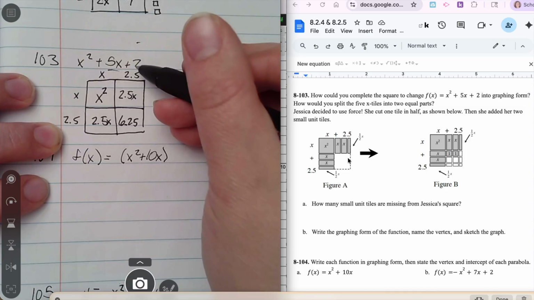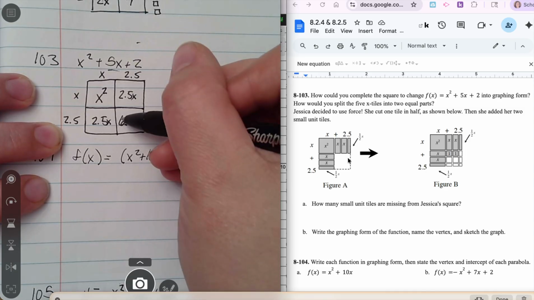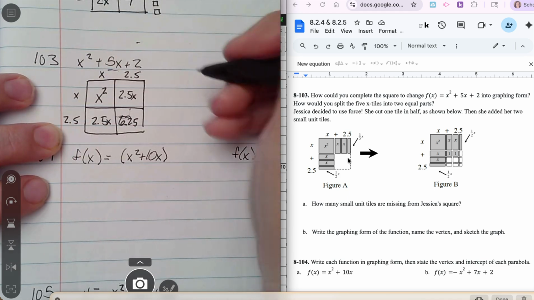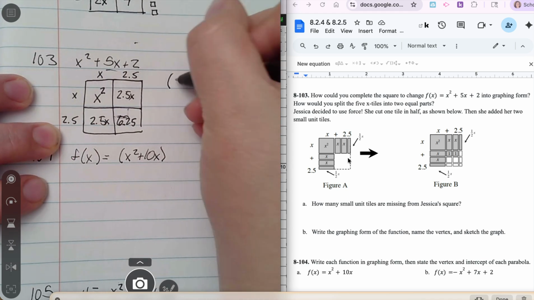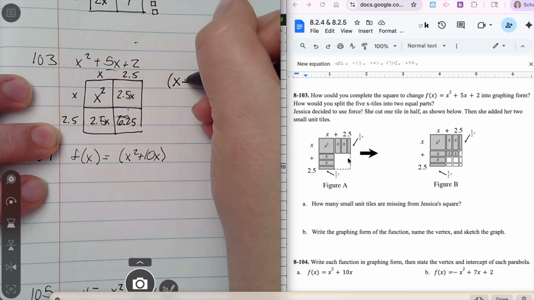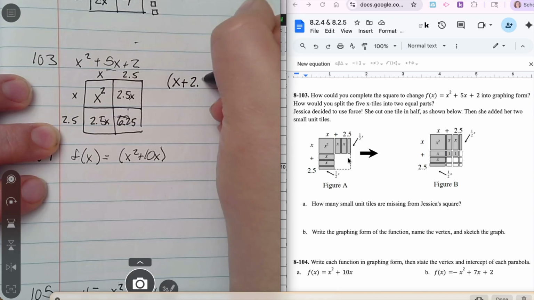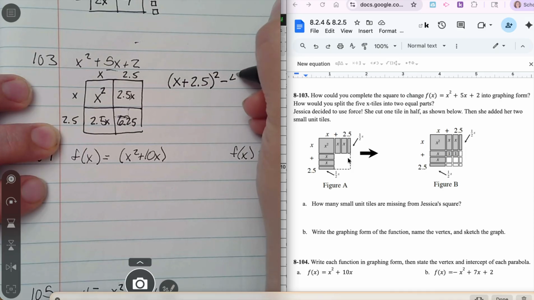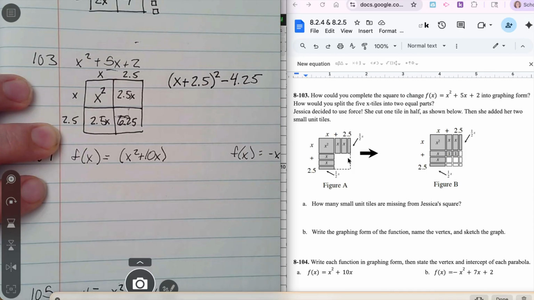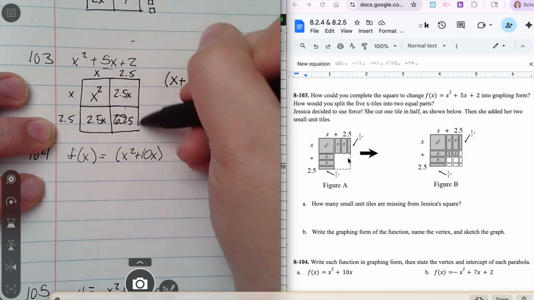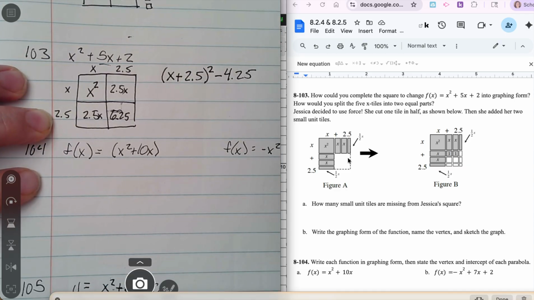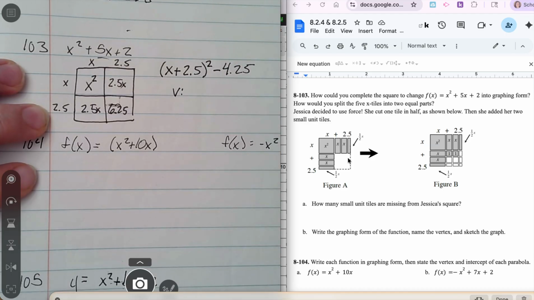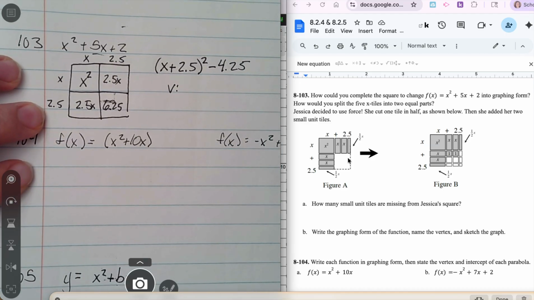But we only had 2 tiles. So there are 4.25 tiles in here that I had to add on into it. So if I was to write it in graphing form, I would write it as x plus 2.5 squared minus those 4.25 tiles that I added in to fill in this corner of the box. Again, I want you to find the vertex and make a little sketch of the graph.